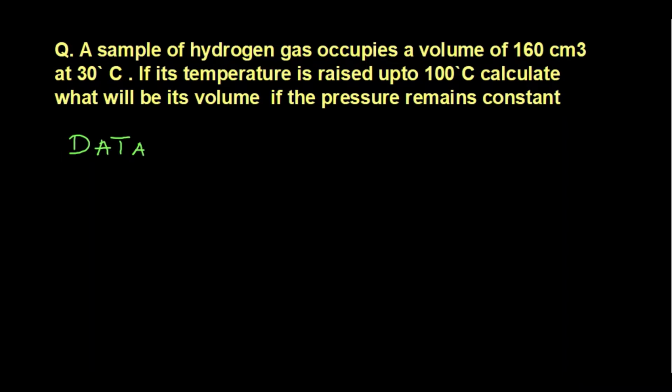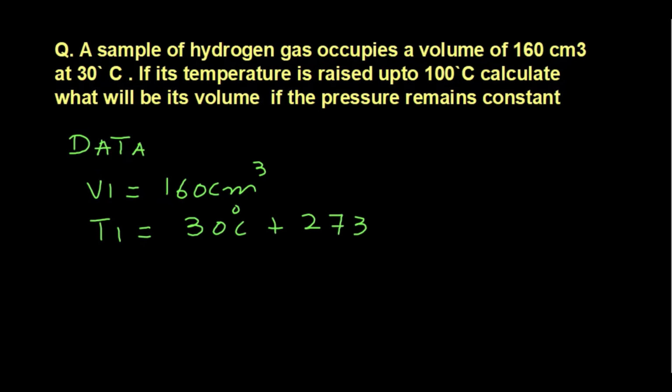Now initial volume V1 which is given to us is 160 cubic centimeter, and initial temperature which is given T1 is equal to 30 degrees centigrade. To convert into Kelvin, we will add 273, we will get the answer 303 Kelvin.